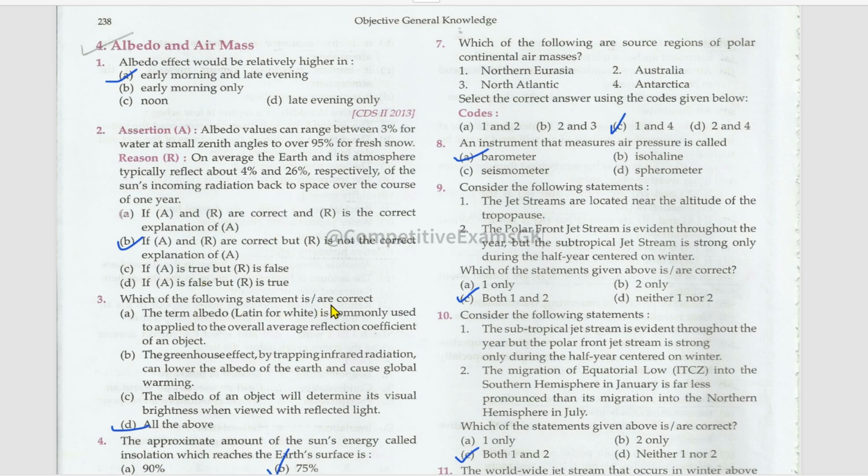The reason is also right, but this is not the correct explanation for the assertion. Which of the following statements is or are correct? The term albedo is commonly applied to the overall average reflection coefficient of an object. True. The greenhouse effect, by trapping infrared radiation, can lower the albedo of the Earth and cause global warming. Right. The albedo of an object will determine its visual brightness when viewed with reflected light. This is also true. All of the statements are correct.